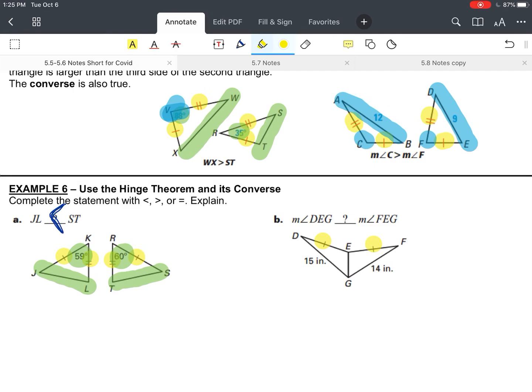In my second example, they only marked one set of congruent sides, so they said DE is congruent to EF, but remember EG is shared between them, so that would be congruent. They want us to compare these angles in here, DEG and FEG, so those two angles. Well, let's look at the side opposite. We have 15 and 14. 15 is bigger than 14, so DEG should be bigger than FEG.